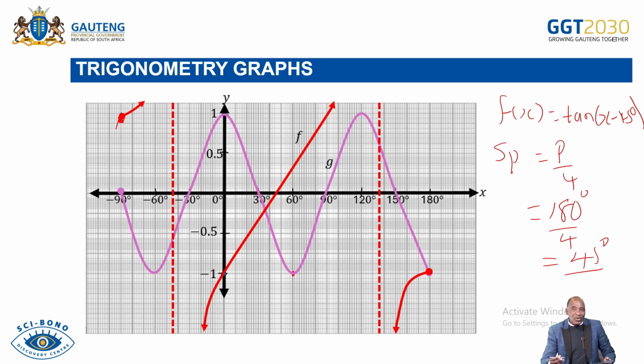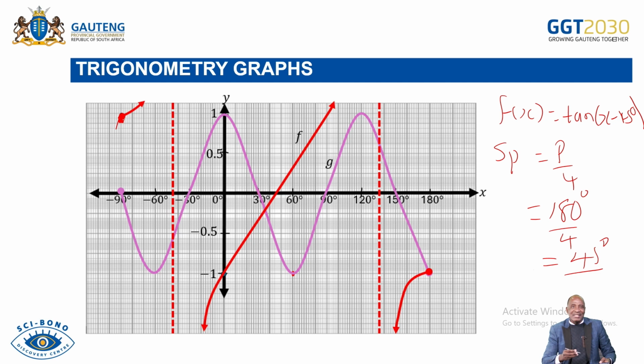Then the next line of asymptote, if I scroll down my calculator, will occur at 135 degrees, between 120 degrees and 150 degrees. Those two in this domain become our lines of asymptotes, meaning our tangent graph won't be able to cross those vertical lines of asymptotes. Right. So what are we then saying?